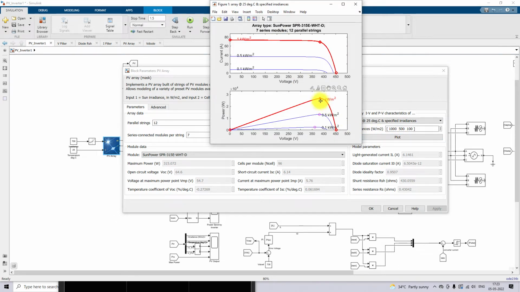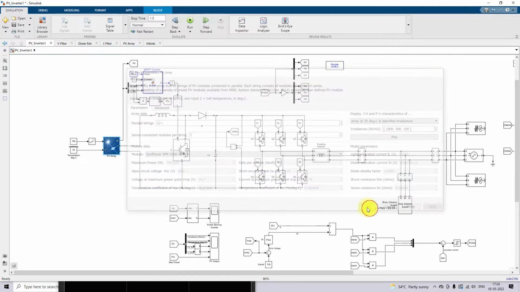Here you can see that at 1000 watts per meter square, the maximum power is around 26.47 kilowatts and the voltage is 382.9 volts. For 100 watts per meter square, the maximum power is 2.49 kilowatts and the voltage is 360.9 volts. So this is the rating of this PV panel.